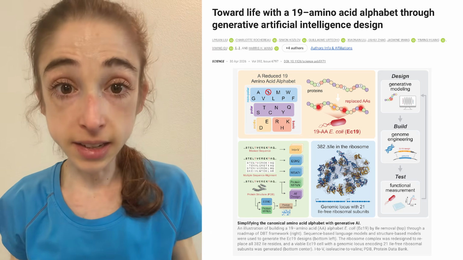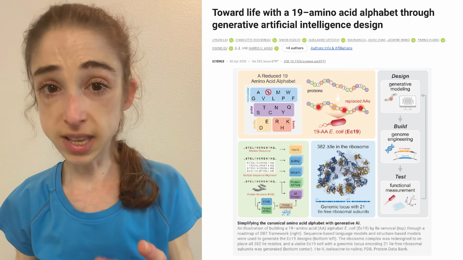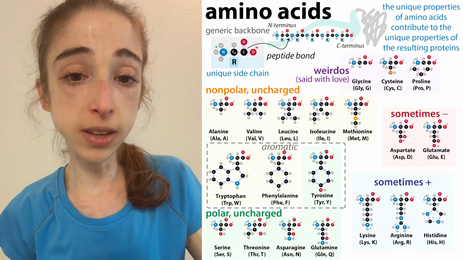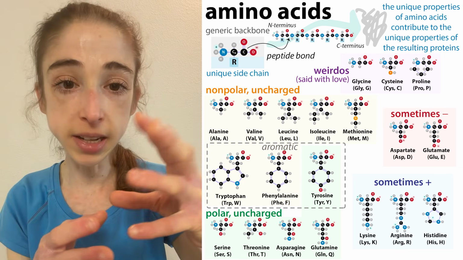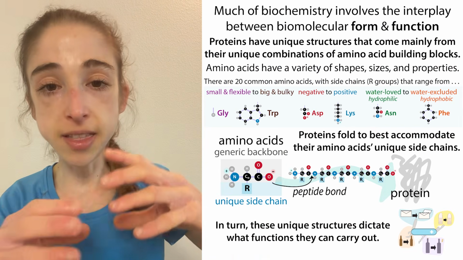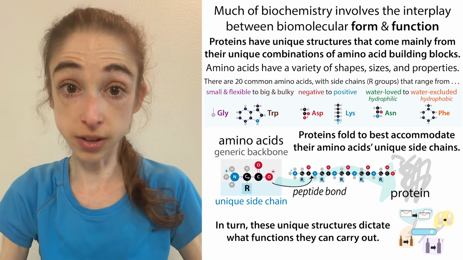So basically these scientists wanted to see if they could make bacteria only use 19 of the 20 canonical amino acids. These are the building blocks of proteins, and there are 20 of them, and they've got different properties. Different proteins have different sequences of them in different orders, and that is then going to influence how the protein folds and thus how it functions.